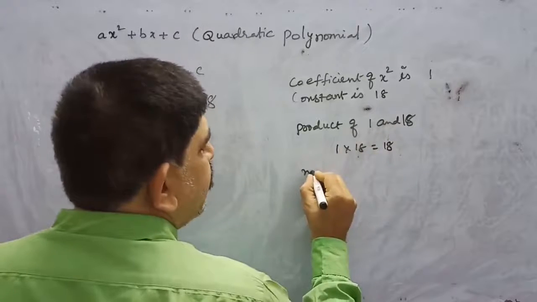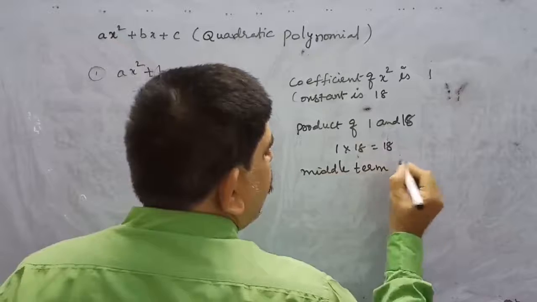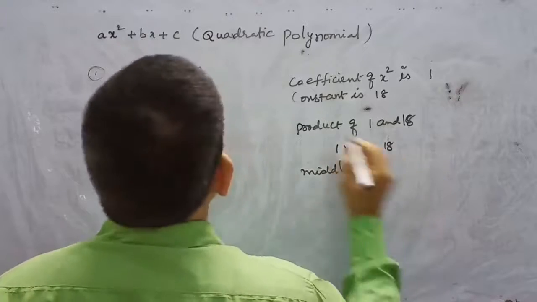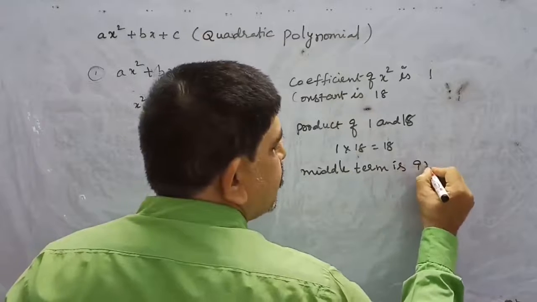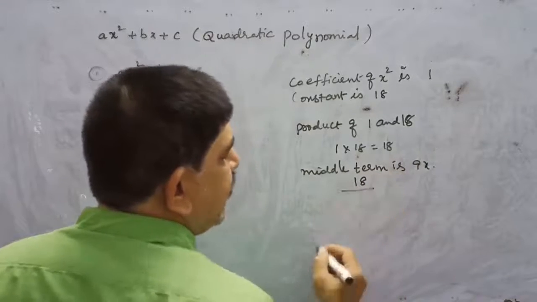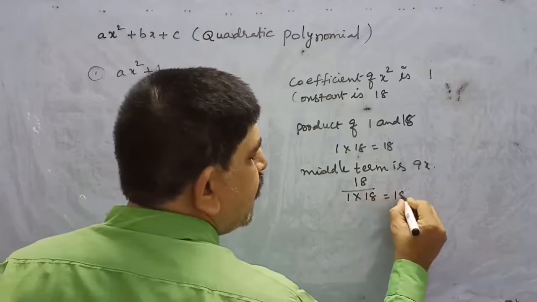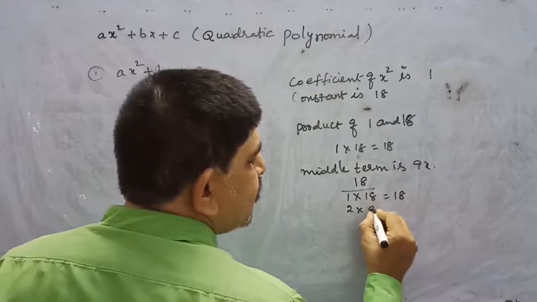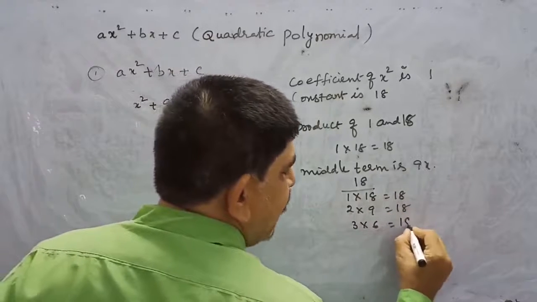Next you take the middle term. What is the middle term? 9x. Middle term is 9x. Now, first we have to write the factors of 18. What are the factors of 18? 1 into 18 is 18. 2 into 9 is 18. 3 into 6 is 18.